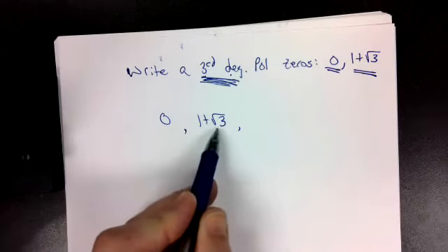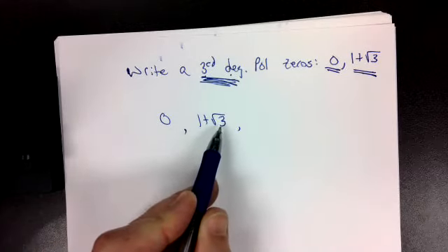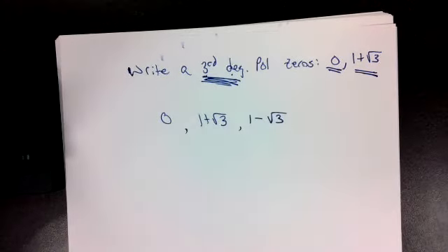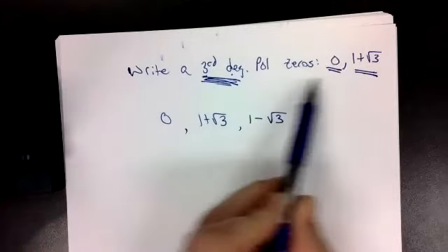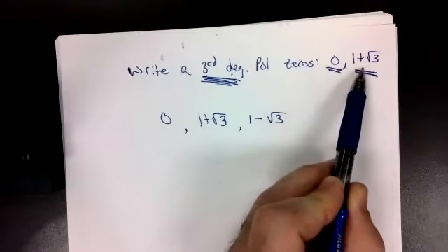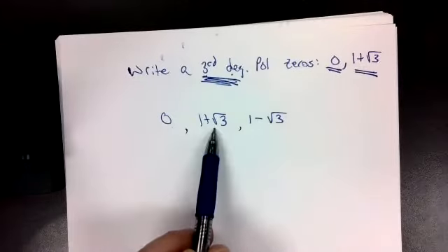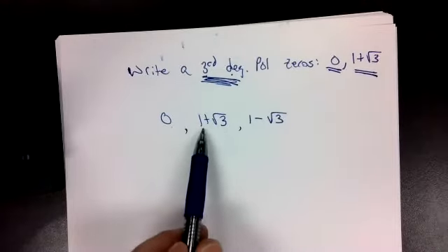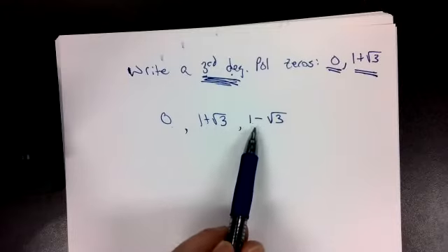And remember, the square root ones come in pairs. So if 1 plus root 3 is a 0, so is 1 minus root 3. Okay, so again, this is what we were given. This is the initial prompt. So write a third degree polynomial with the zeros of 0 and 1 plus root 3. So I just wrote down the 0 and the 1 plus root 3 again. And then remember, as a square root, it comes as a pair. So 1 plus square root 3 is going to pair with 1 minus square root 3.